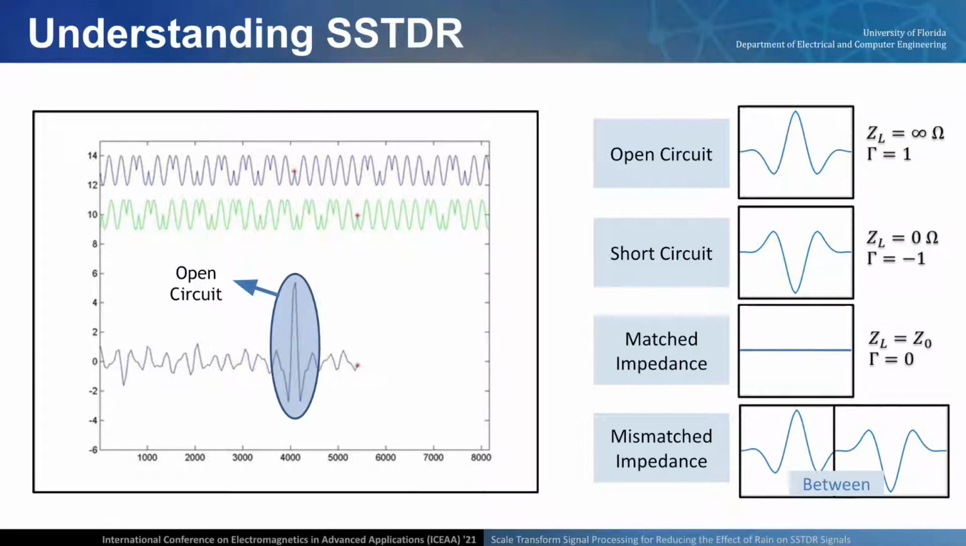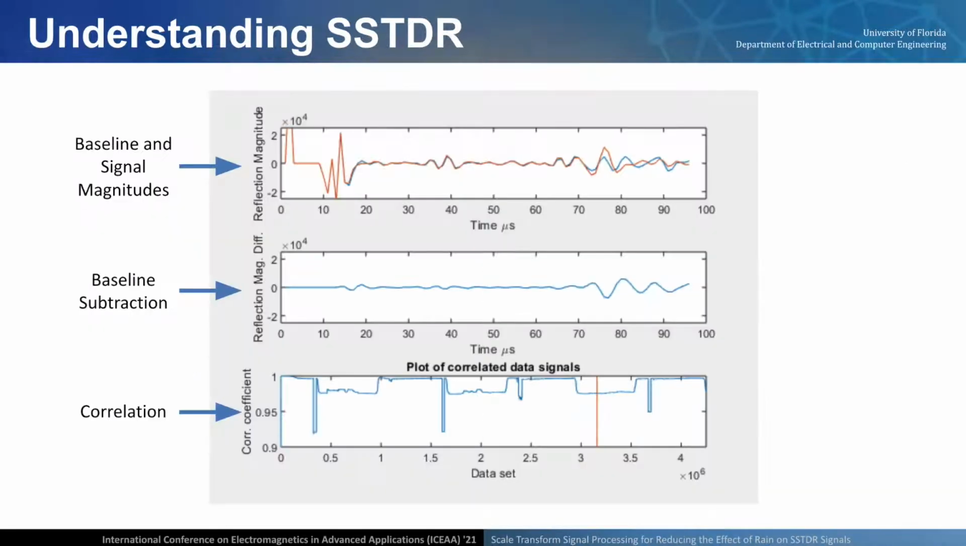And if we see any mismatched impedances, we'll see this mixture of some of the characteristics that we've already looked at. Now, in order to locate these faults, we do something called baseline subtraction. So shown here, in the top figure, we have the baseline as well as samples of signals that we've taken. The baseline is in blue. The signals that are constantly changing are the signals in orange.